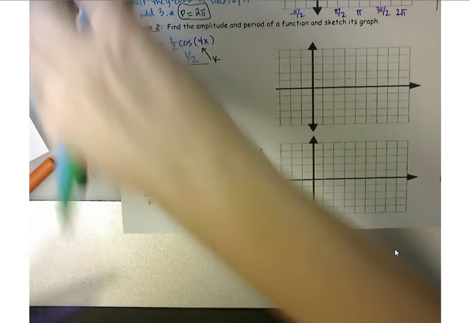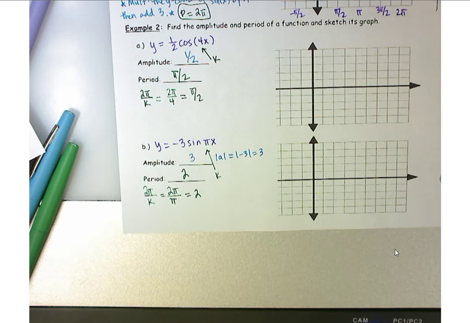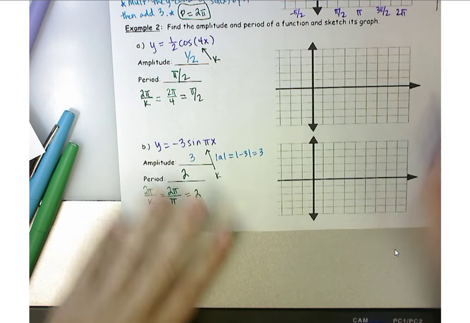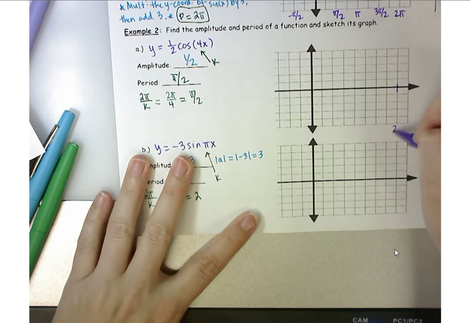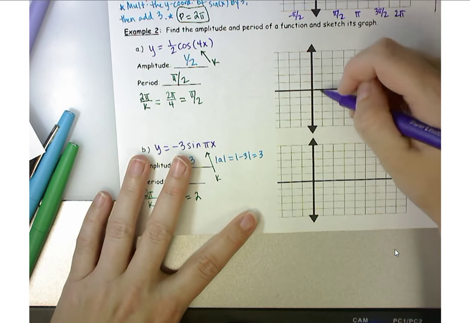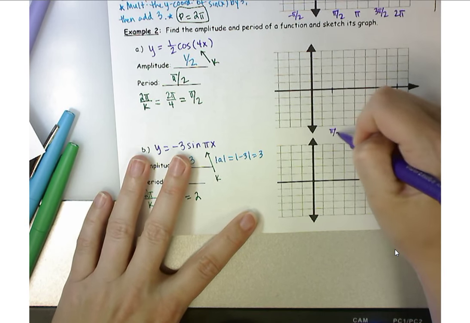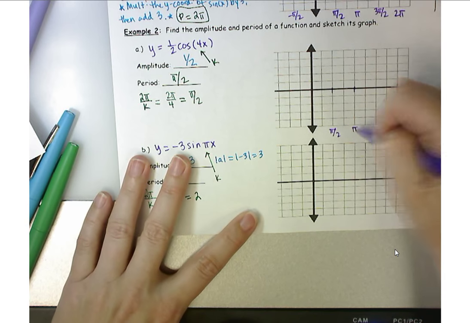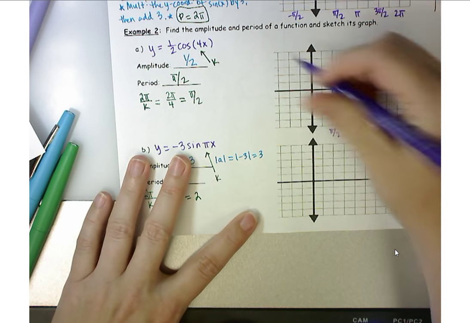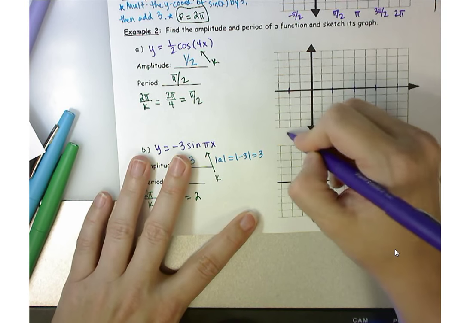Okay, so we're going to do A, and we are going to keep this at 2 pi. So we're going to keep this at the same scale that we have been doing. Here I have pi over 2, here I have pi, here I have 3 pi over 2. You're going to find that you use this scale a lot, and that's perfectly fine.